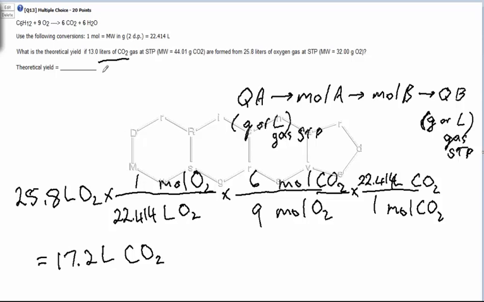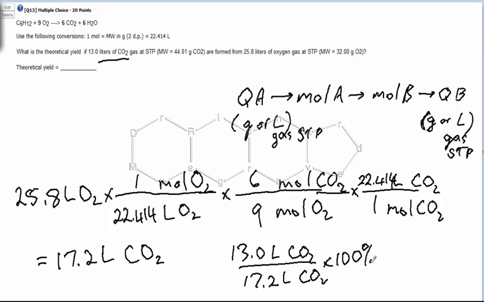As you can see, it's more than the 13.0 litres of CO2 that we have in the problem, and if we wanted to we could then go ahead and figure out a percent yield, which would be 13.0 litres of CO2 divided by 17.2 litres of CO2 times 100%, and that's going to give us our percent yield. And as you can see, the litres of CO2 would cancel, and that gives us the idea of why we decided to go with litres of CO2 over here and find those.